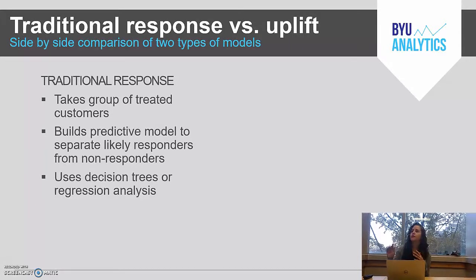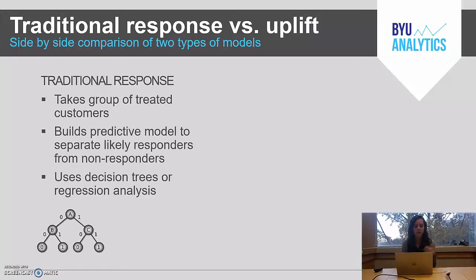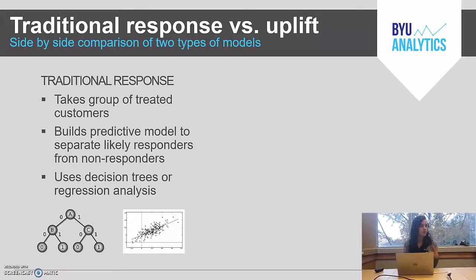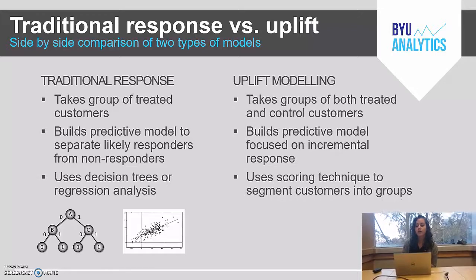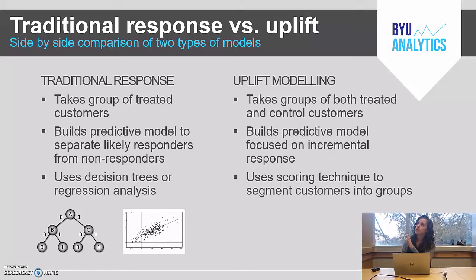And I'm going to do a comparison between traditional response predictive analytics versus uplift modeling, just so you have an idea of how they differ. Traditional response is where you take a group of treated customers and you build a predictive model to separate respondents from non-responders. And it's usually done through a decision tree or regression analysis. This is just your basic predictive analytics. Uplift modeling, however, will look at both treated and control customers in order to focus on incremental response. So you use a scoring technique in order to segment customers into 4 different groups.